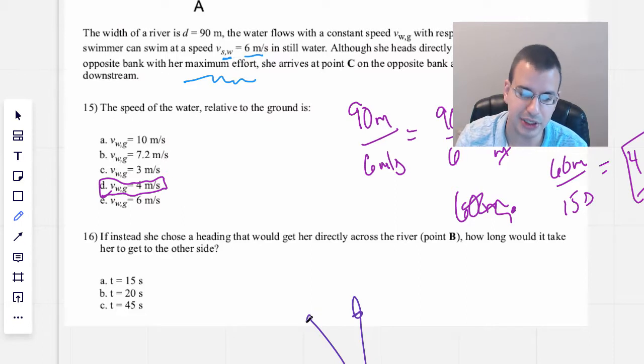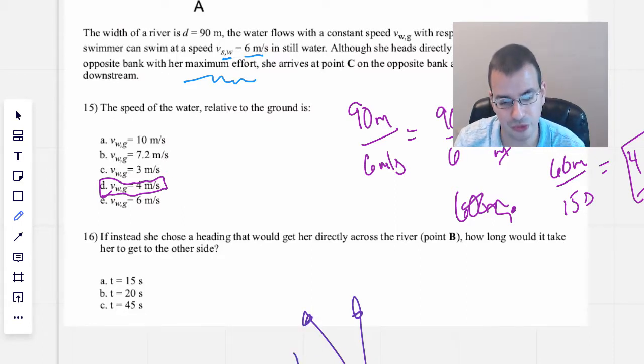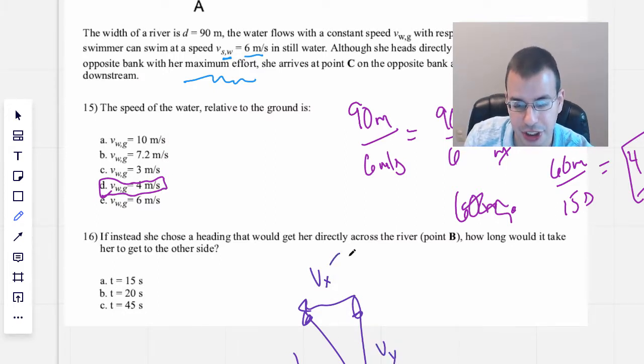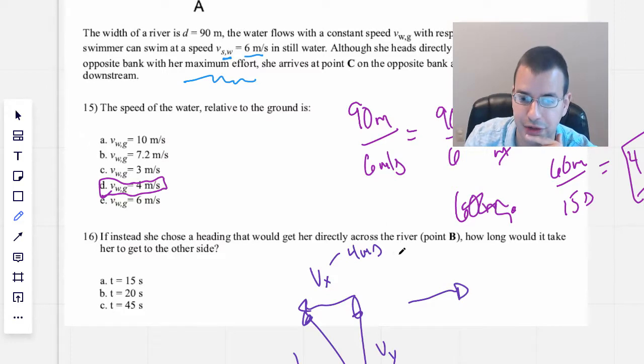So, I can go with this. So I'm going to draw the speed of the swimmer. And this can be broken down into two components, Vx and Vy. And we know that this Vx portion is going to be 4 meters per second because the velocity of the water is 4 meters per second in this direction.